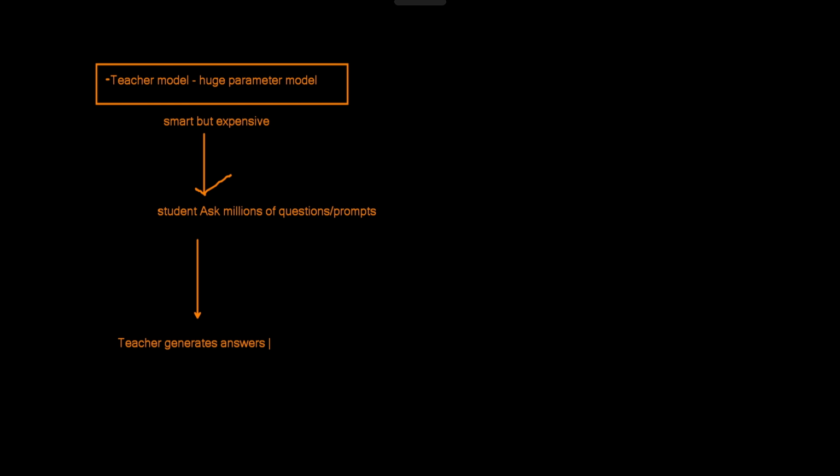The basic concept is a teacher model, a huge parameter model, that teaches the student model, or target model, some stuff. The flow is something like this. First, there is a teacher, a huge frontier model. It is very smart but expensive. A student asks millions of questions or prompts. The teacher generates answers, because the student is paying for it through the API cost. This part is completely transparent, but in actual distillation, things happen way deeper.